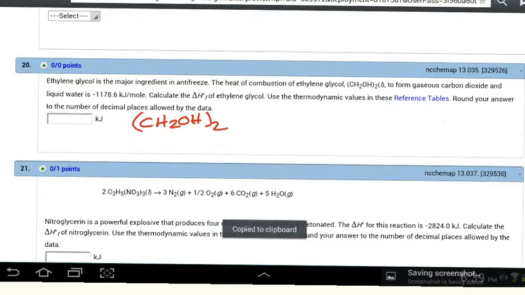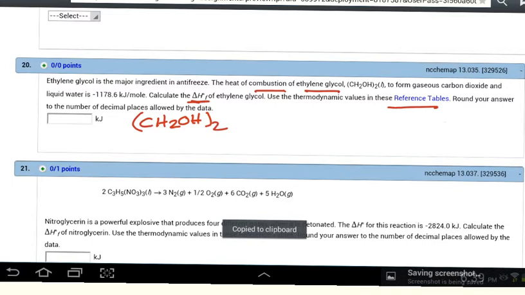Problem 20 is very similar to problems 17, 18, and 19. They're asking you to use delta H's of formation and the reference table to learn something about the reaction. The one difference is they don't show you what the reaction is, so we've got to figure that out first. It's a combustion reaction of ethylene glycol.